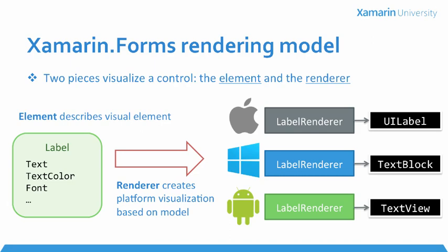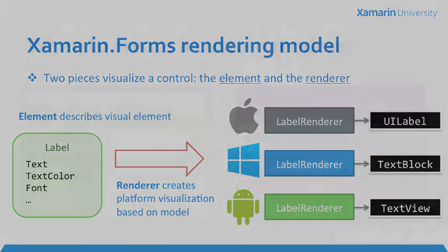In this example, we define a label in Xamarin.Forms, setting properties like text, text color, and so forth. Then when we run on iOS, the label renderer for that platform creates a UILabel to visualize the label. On Windows Phone, the label renderer creates a TextBlock, and on Android, the label renderer will generate a TextView. The important thing to recognize is each label renderer is specific to the platform that it's targeting. So there are 3 different classes, each named LabelRenderer, that's responsible for taking our control element and turning it into something visual for that particular platform.